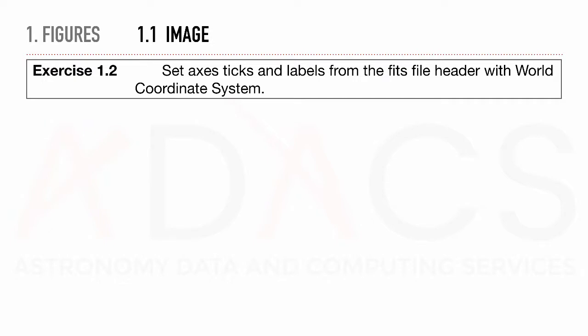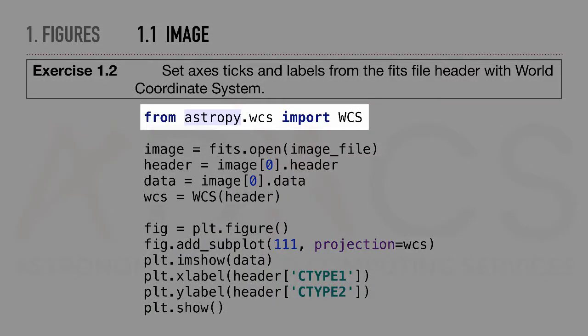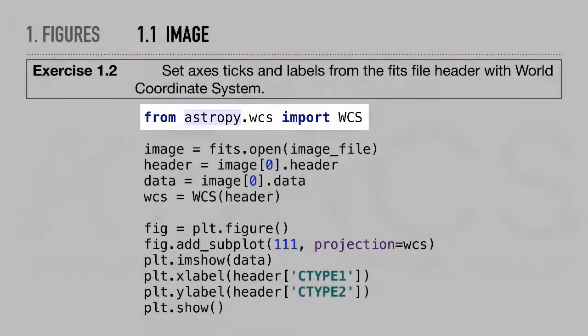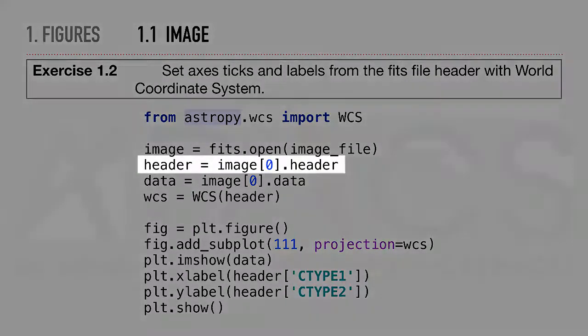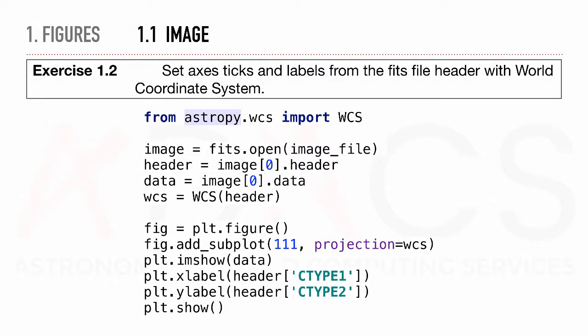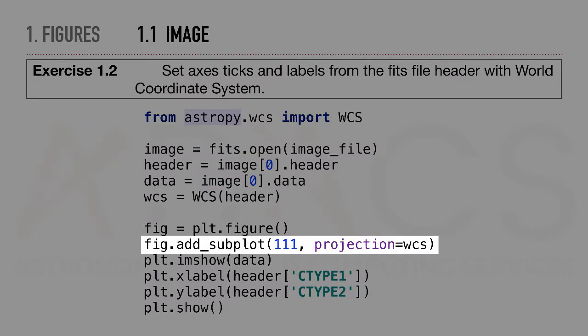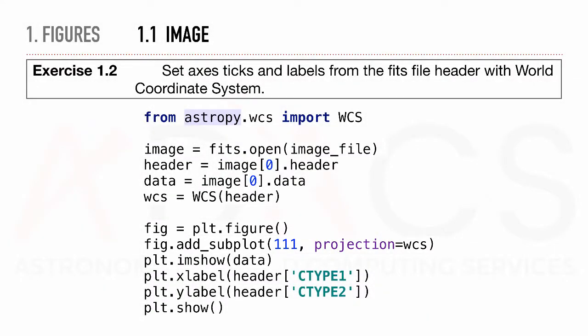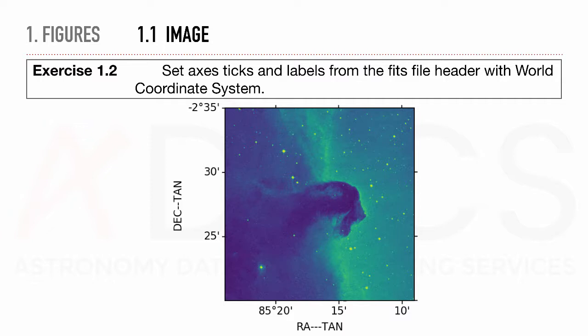In the next exercise, we want to set the axis ticks and labels with the fits information with world coordinate system. This can be done by utilizing the WCS subpackage of AstroPy. What needs to be done here is to pass the header information taken from the fits file to the WCS constructor, and then passing the result to Matplotlib to specify the projection. This provides a way to set the ticks values using the inherent information of the data. Here's the result. As you can see, the results are now in degrees and arc minutes.